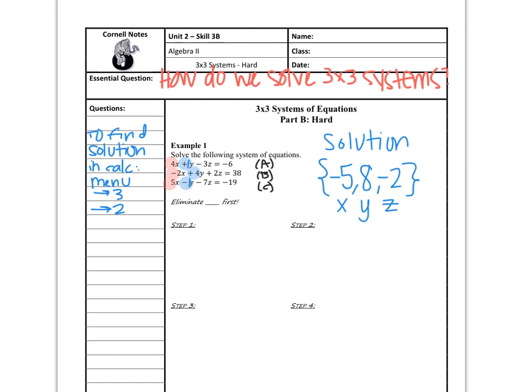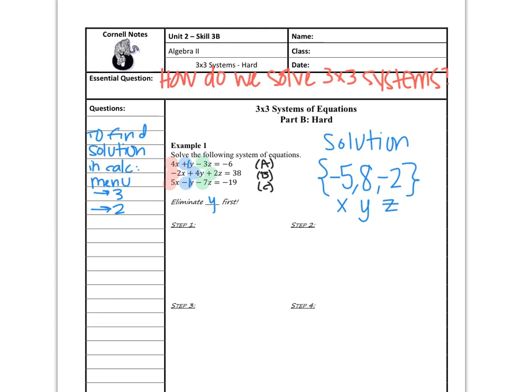Let's just take a look at z's. Maybe z's are easier, who knows? We've got -3, +2, and -7. Definitely not easier. So we're going to stick with y's for a second. The reason it's not easier is because all the equations would need to be multiplied by something in order to get them to cancel.